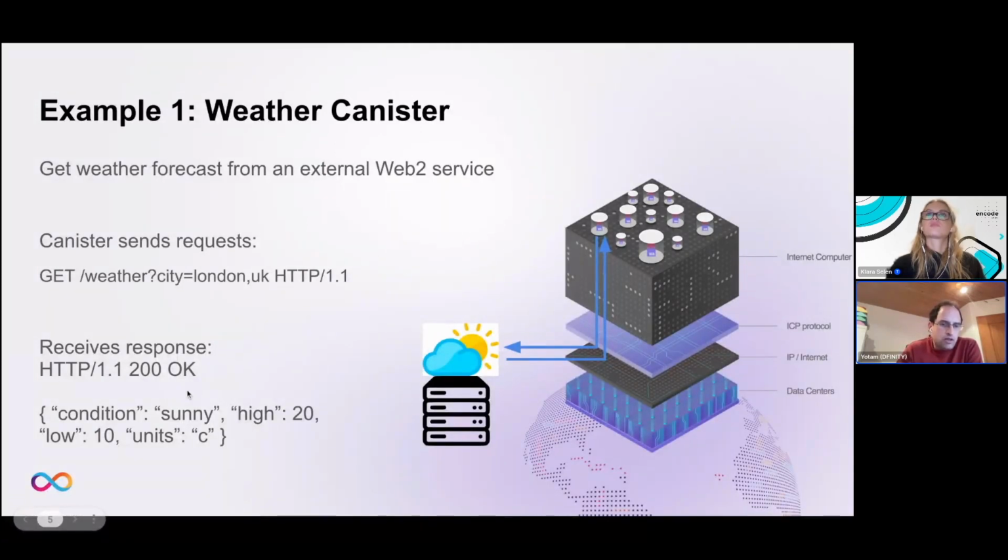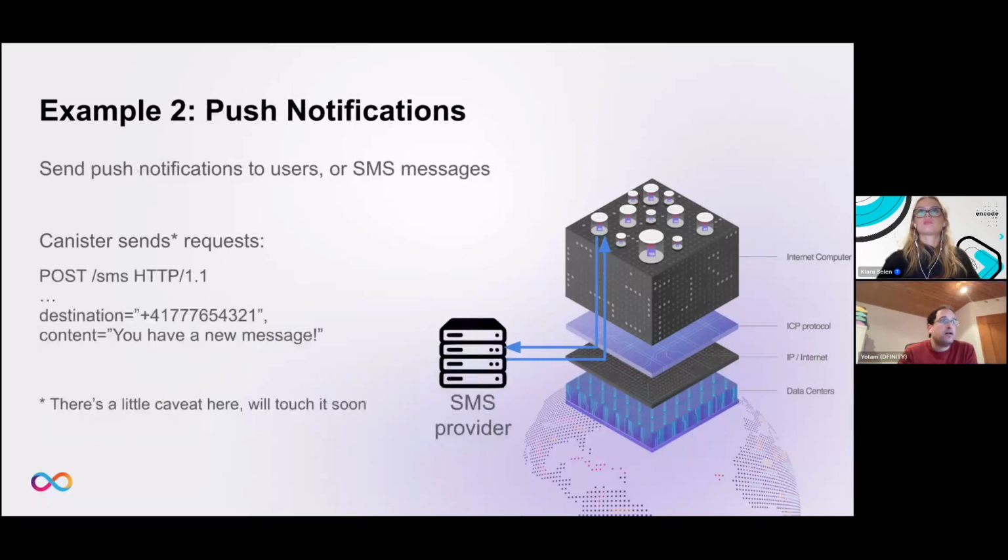Then there are headers sometimes, or almost all the time. I don't include them here in the example just to keep it simple. And then there is a line break and the content of the response. Here the content, in this example, is a piece of JSON. It says the condition would be sunny, the high temperature would be 20 degrees, the low temperature would be 10 degrees, and the unit is centigrade, for example. You get this into the canister, and then you know that the weather in London tomorrow would be this. And you can do something with it. I don't know, show it to the users, compute something based on that, whatever you want.